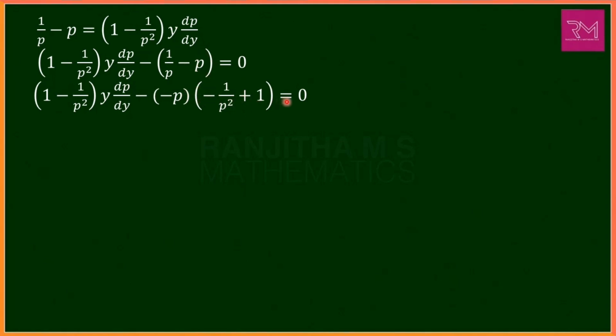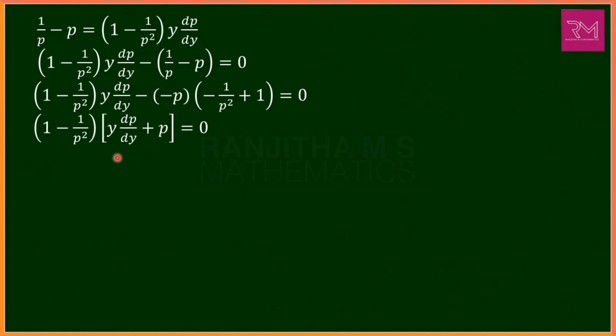So here also 1 minus 1 by p square, and here also 1 minus 1 by p square, so we can take the common factor 1 minus 1 by p square. We get 1 minus 1 by p square into, the remaining is y into dp by dy, and if we take all this term as common, the remaining is minus 2 minus plus p, which is equal to 0.